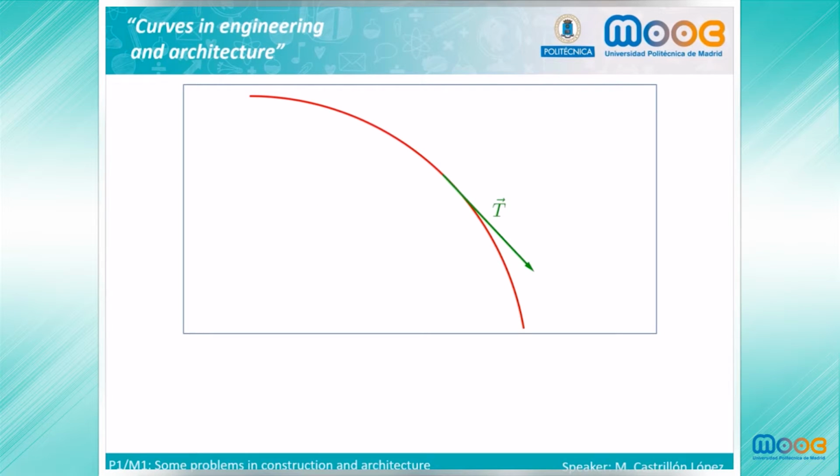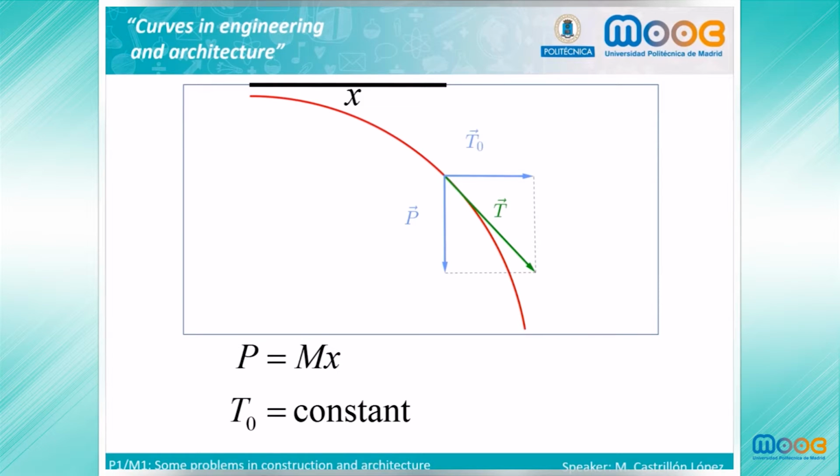Then the mathematical formulation of the problem is as follows. If we consider a part of the arc from the top to any point at distance x, then the tangent force can be decomposed into horizontal and vertical parts. The vertical part must be the weight of the construction above it, that is, mx, whereas the horizontal part is constant. We have to find the curve satisfying those properties. We will see the solution in one of the videos of the third module.